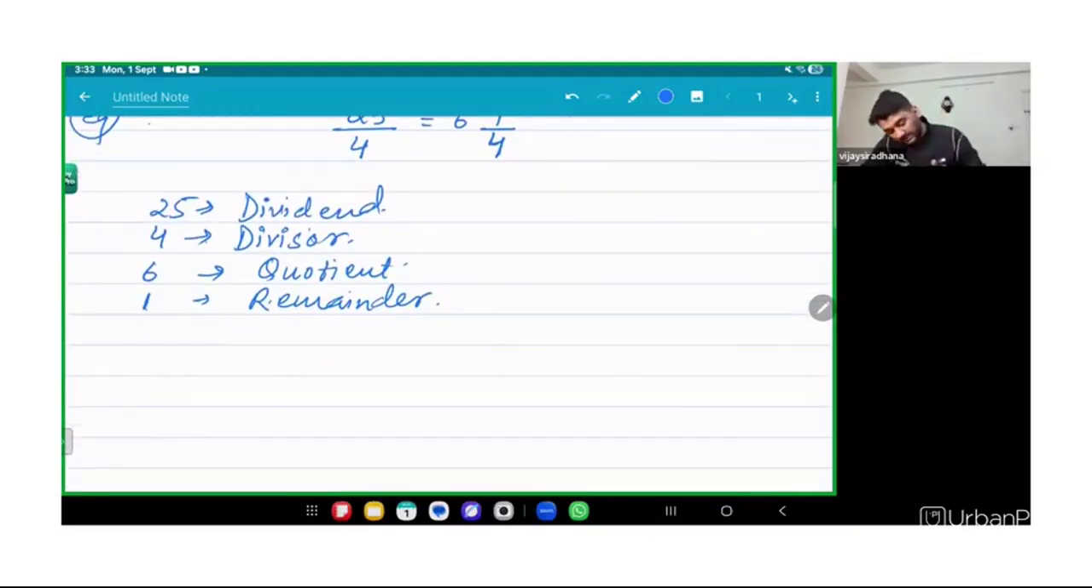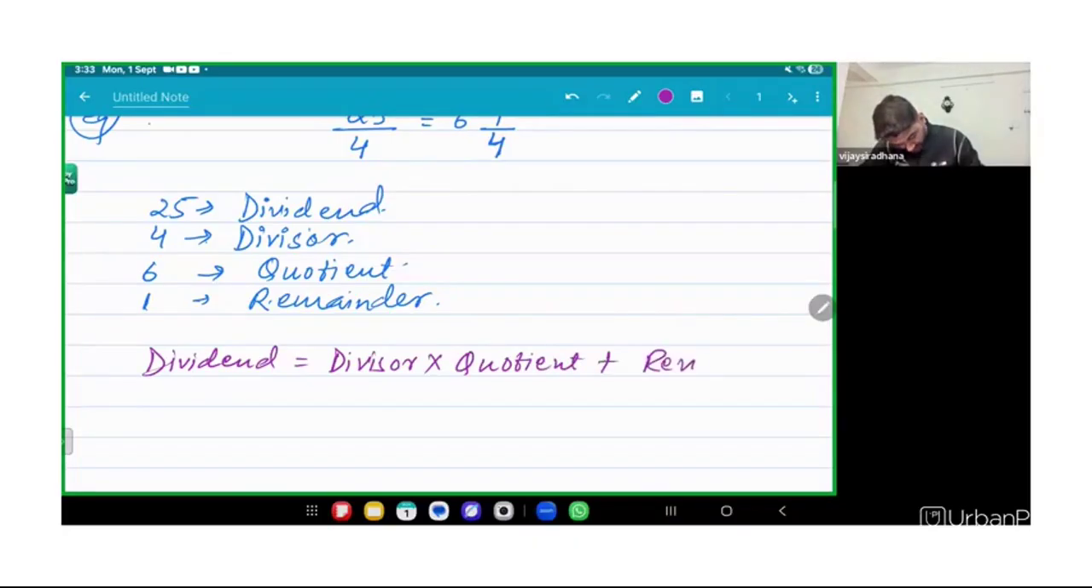Now that means the dividend is always equal to divisor into quotient plus remainder.